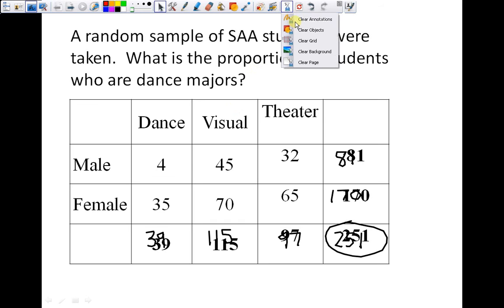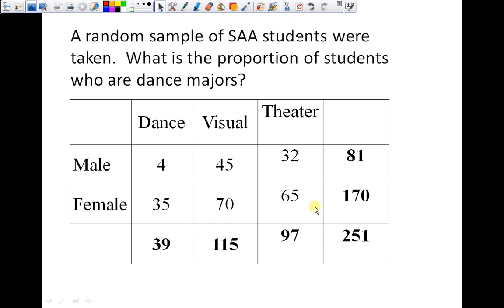Let me clear these. Now we'll look at another. What is the proportion of students who are dance majors? Dance majors is this column. There are 39 total dance majors. There's 251 total students. So that fraction, 39 divided by 251, or whatever that equivalent decimal is, is your proportion of students who are dance majors. So the first two are pretty straightforward.